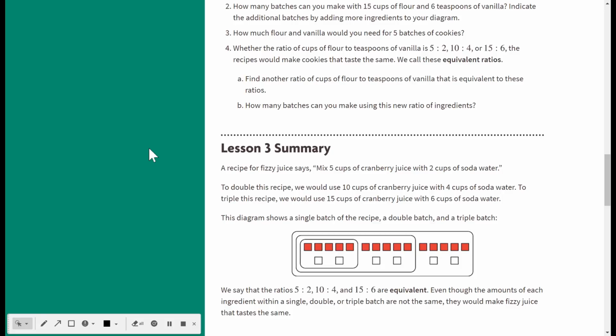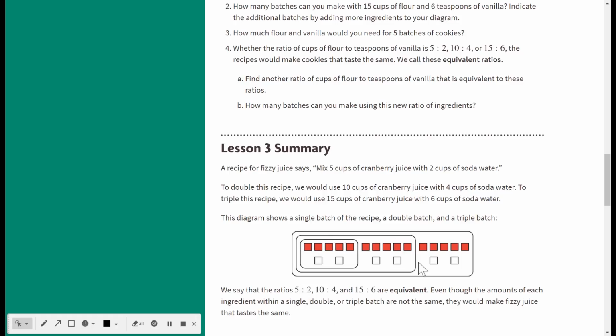Lesson 3 Summary. A recipe for fizzy juice says mix 5 cups of cranberry juice with 2 cups of soda water. To double this recipe, we would use 10 cups of cranberry juice with 4 cups of soda water. And to triple this recipe, we would use 15 cups of cranberry juice with 6 cups of soda water. This diagram shows a single batch of the recipe, a double batch, and a triple batch.